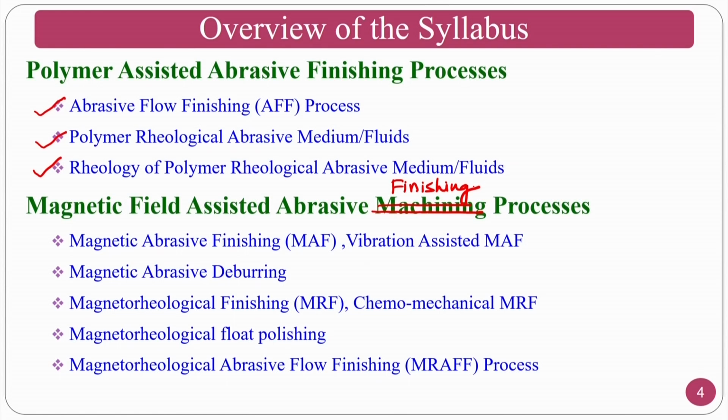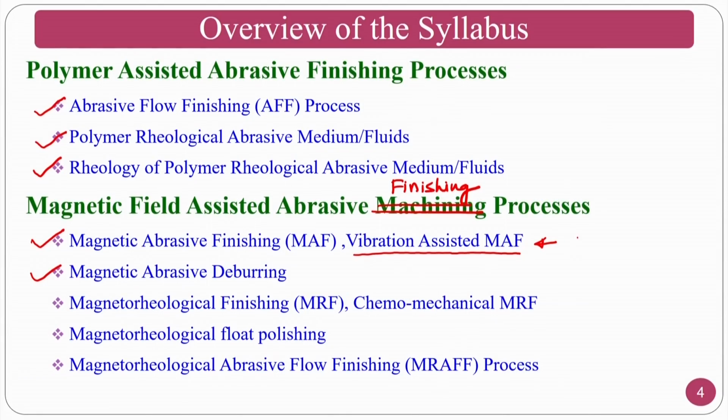So, the first one we have studied is magnetic abrasive finishing process, followed by the magnetic deburring process. At the same time, there are some studies about vibration assisted MAF, which I have not taught in this particular syllabus because of the time constraint and other things, but I can say that if you give vibrations to this process, your material removal rate will improve. Okay. So, the vibrations assist this MAF process to improve the material removal rate. Okay.